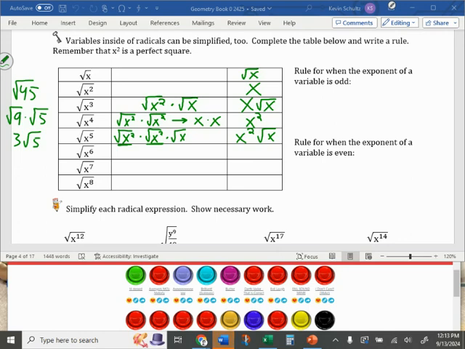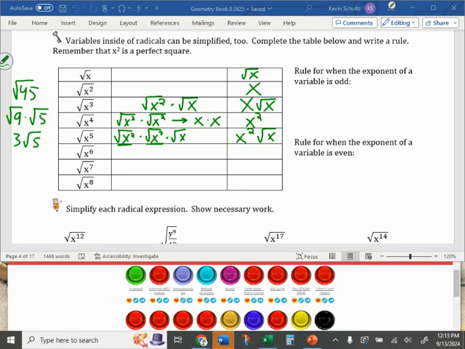Okay? But let's just look at the pattern here. When you have root x by itself, nothing happens because we can't do anything with that. We don't know what x is. When you have the root of x squared, that equals x. Root of x cubed is x root x. Root of x to the fourth is x squared. Root of x to the fifth is x squared root x.